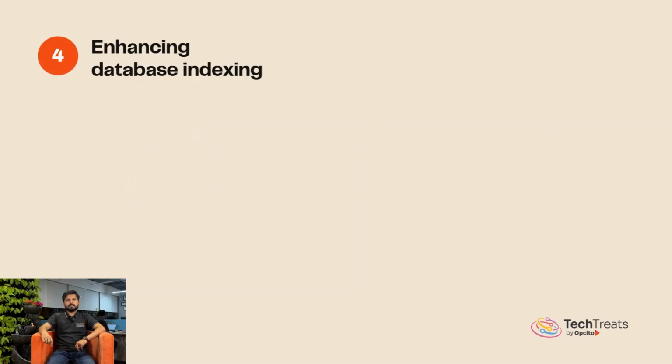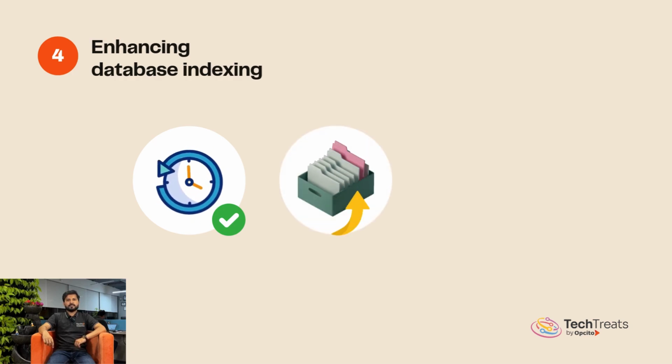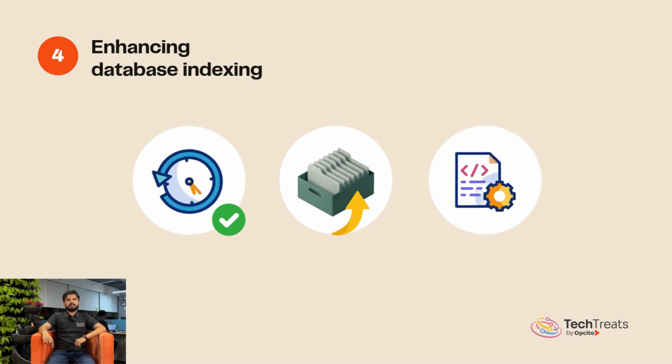Next is enhancing database indexing. Focusing on database indexing helps us in improving the API response time by allowing the database to quickly locate and retrieve the data, reducing the need for full table scans. By creating indexes on frequently queried columns, the database can efficiently process queries, speeding up the retrieval and overall API performance.